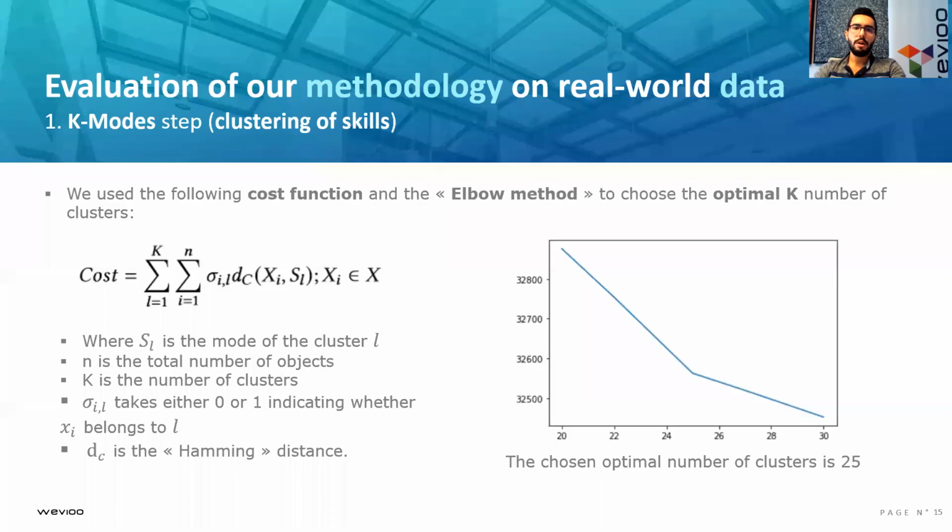So during the k-modes step, we aim to generate clusters of skills and to make the skills attribute single valued. For this, we use the following cost function and an elbow method that will help us to choose the optimal k number of clusters, which is an important parameter in every partitioning clustering method. The following cost function sums the dissimilarities between points of each cluster. Based on the results that we got from the elbow method, the chosen optimal number of clusters to use is 25.